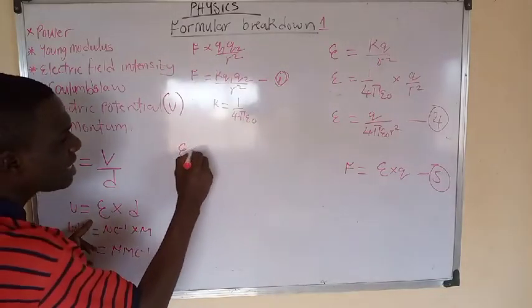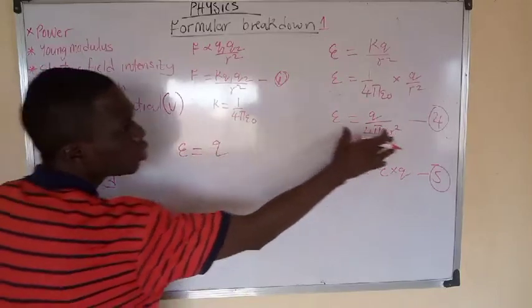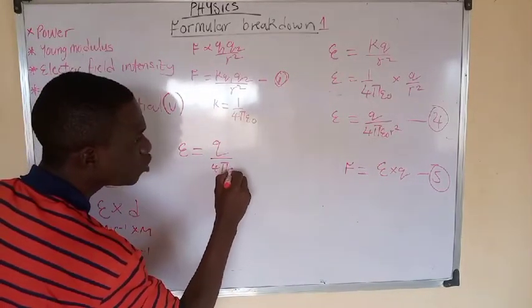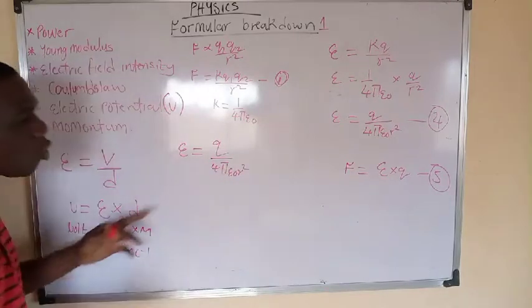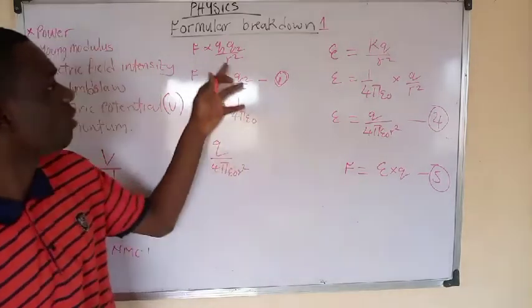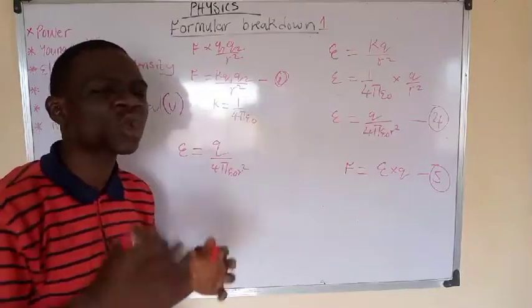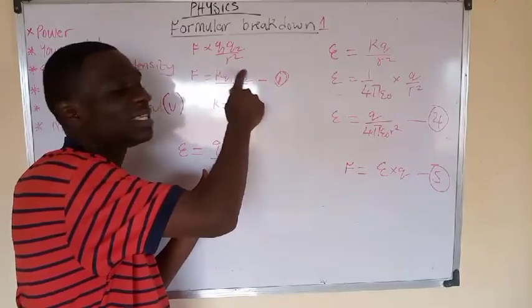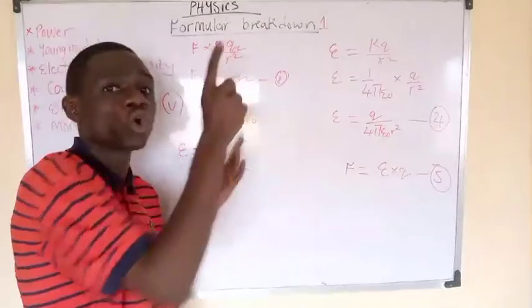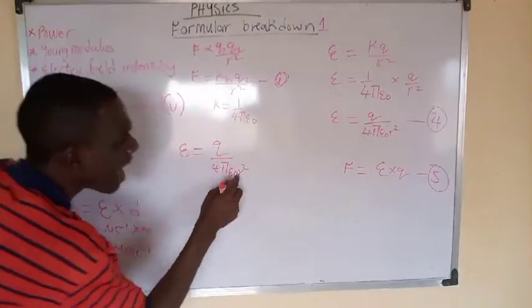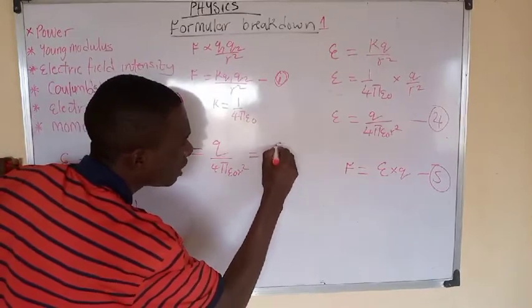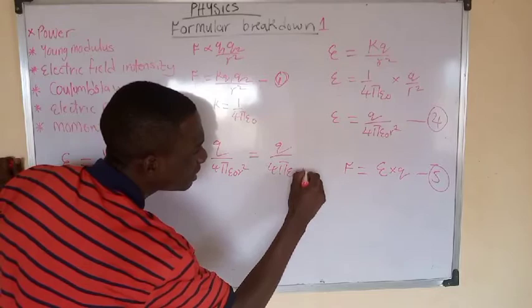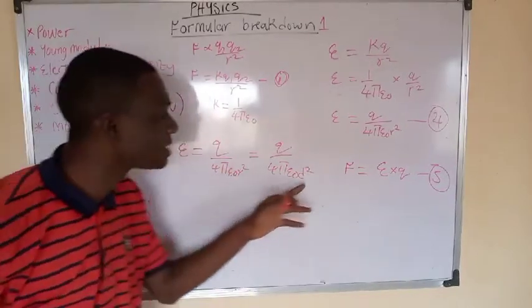But based on equation 4, if I proceed further to break down this formula, our E is equal to Q over 4 pi epsilon naught R squared. From equation 1, R squared is the distance separating the two charges, the two point charges in Coulomb's law. That means I can rewrite this equation as Q over 4 pi epsilon naught D squared, because R represents the distance of separation.